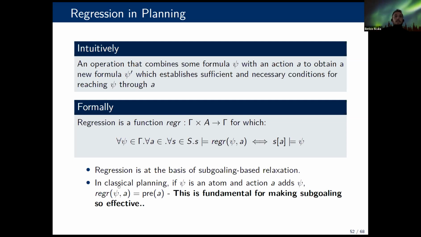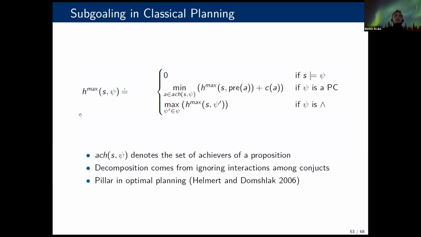In classical planning, if this formula is an atom that needs to be achieved, and you have an action that adds this atom, the regression of this formula through this action is just the precondition of this action. And this is the foundation for making sub-goaling so effective in classical planning.